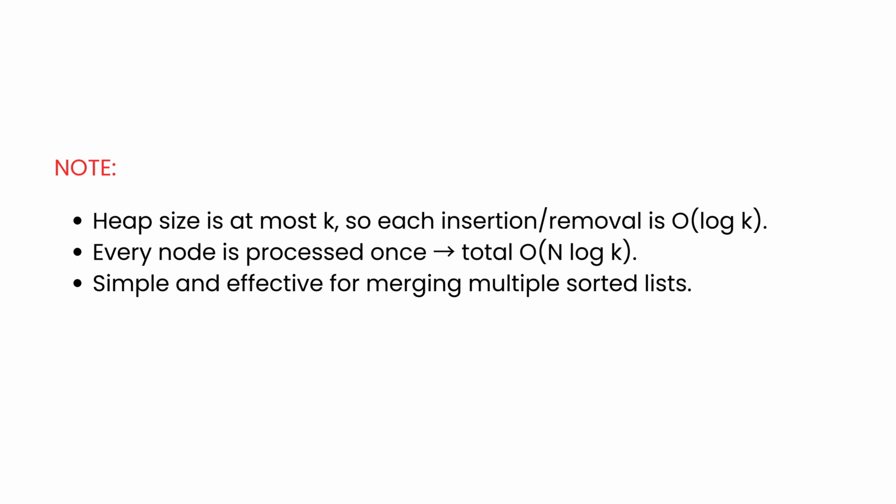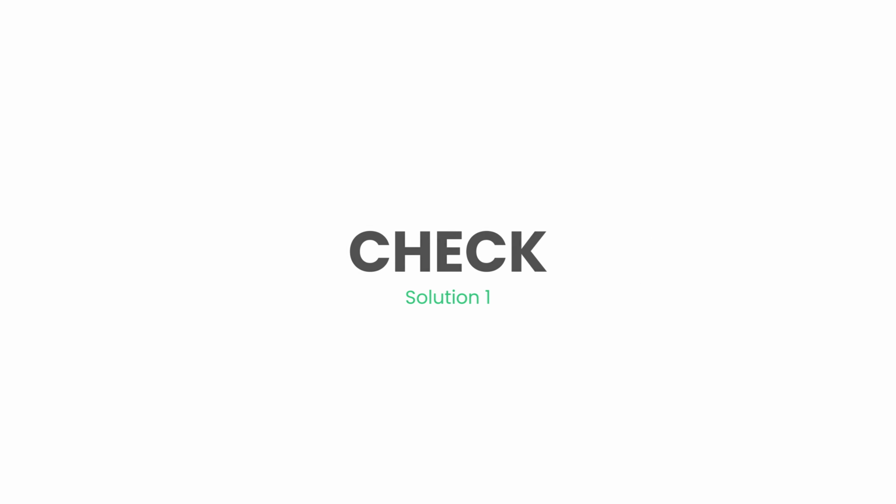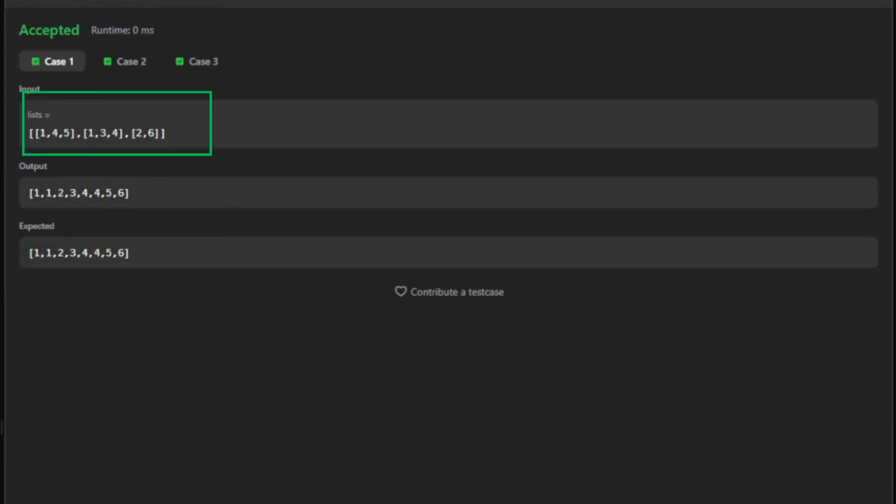So, to summarize, this algorithm first initializes a heap with all list heads. Then it repeatedly picks the smallest node and pushes its next node to the heap. This way, we build the merged list efficiently, even for multiple lists. It is elegant, fast, and simple. Now let's solve solution 1, merging k sorted linked lists using a min heap.